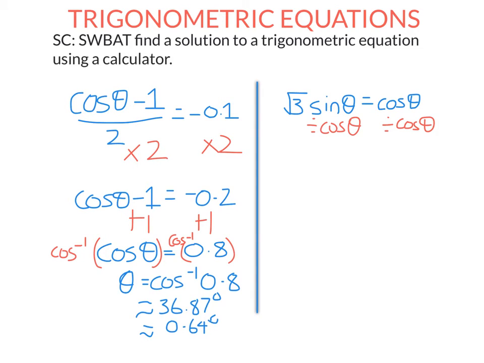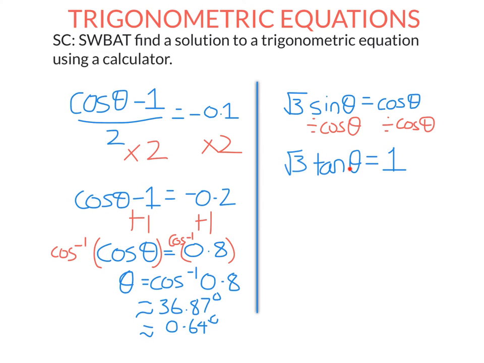The reason I'm doing that here is because I have two trigonometric ratios and I want to turn it into one trigonometric ratio so I can solve it like I solved this one. So how does dividing by cos theta achieve that? Well, remember, sine theta divided by cos theta is tan theta. So the left-hand side just becomes root 3 tan theta. And on the right-hand side, cos theta divided by cos theta is just 1. Now I have an equation that has just one trigonometric ratio, and I'm going to solve it exactly the same way I solved the previous equation.